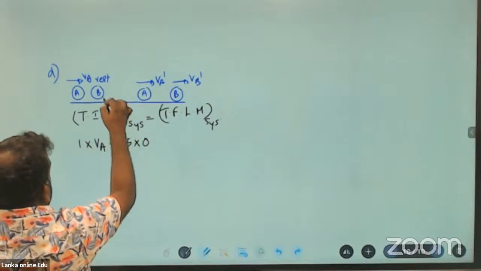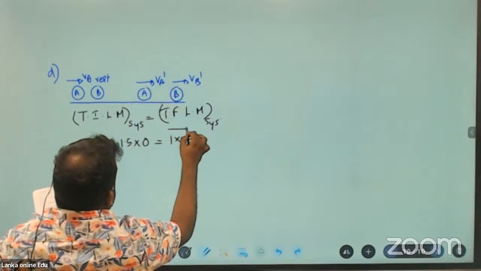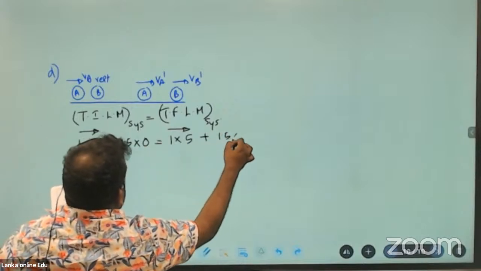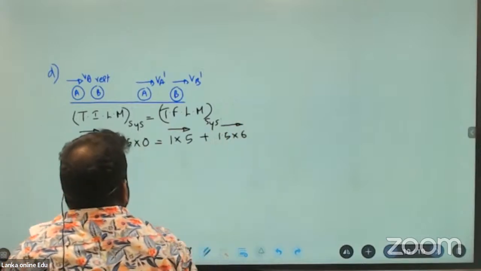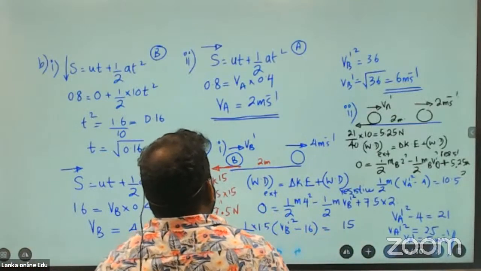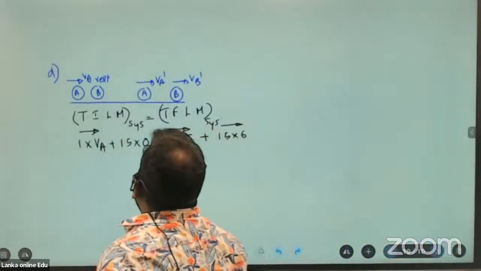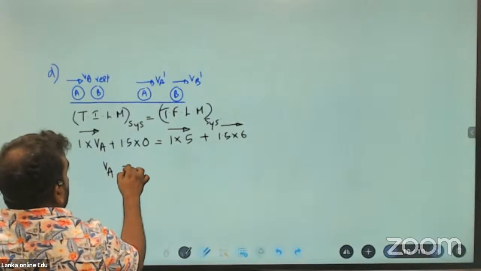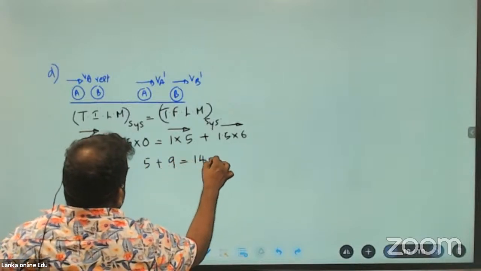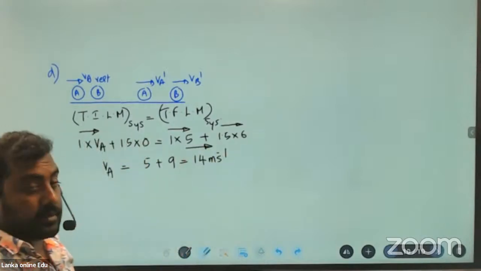1.5 times 0, at rest. After collision, 1 times 5. Please put the direction. Next is 1.5 times, it's going with 6. No? B is going with 6, if I'm not mistaken. Just after the collision, B is 6, A is 5. Simplified, VA is 5 plus 9, 14 meters per second.